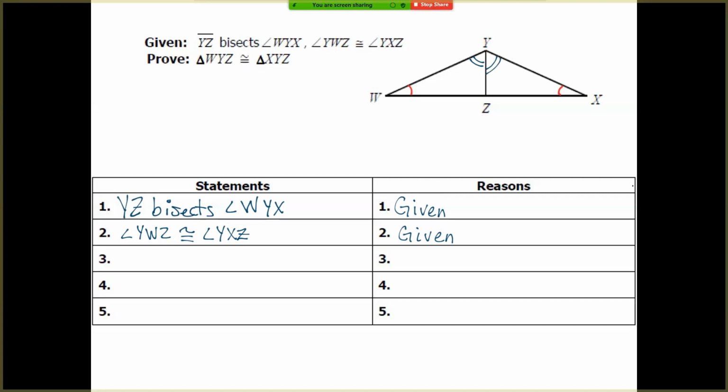So I know that since that angle is being bisected, angle WYZ has to be congruent to angle XYZ. Again, we know that because the information in line 1 told me that YZ is bisecting that angle up there. So now we've got two angles, and we need to prove a side. What side can we prove congruent in both triangles?